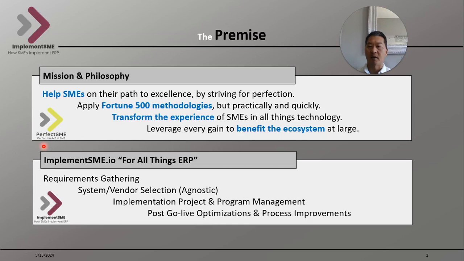Now on to the product, ImplementSME.io. A lot of people call it ImplementsMe.io. It really helps you to manage all phases of your ERP lifecycle. Of course, assessing your current system and potential deficiencies is part of that lifecycle.